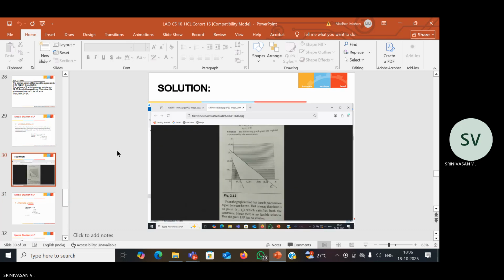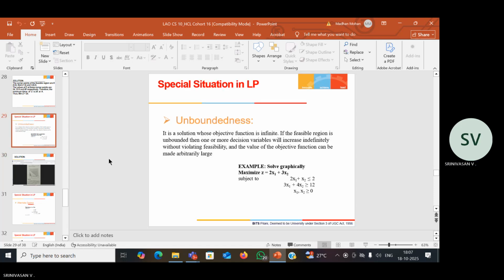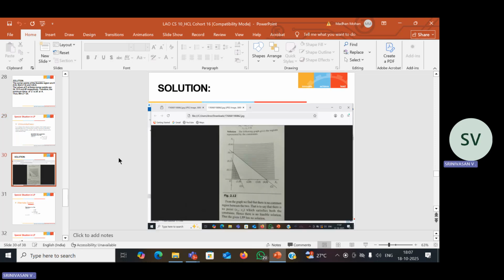Now, suppose you take this problem. Solve graphically. Maximize z equal to 2x1 plus 3x2 subject to the constraints 2x1 plus x2 less than or equal to 2, 3x1 plus 4x2 greater than or equal to 12, x1 comma x2 greater than or equal to 0. So one is less than or equal to 2, another one is greater than or equal to 12. Okay, right. So let's see.